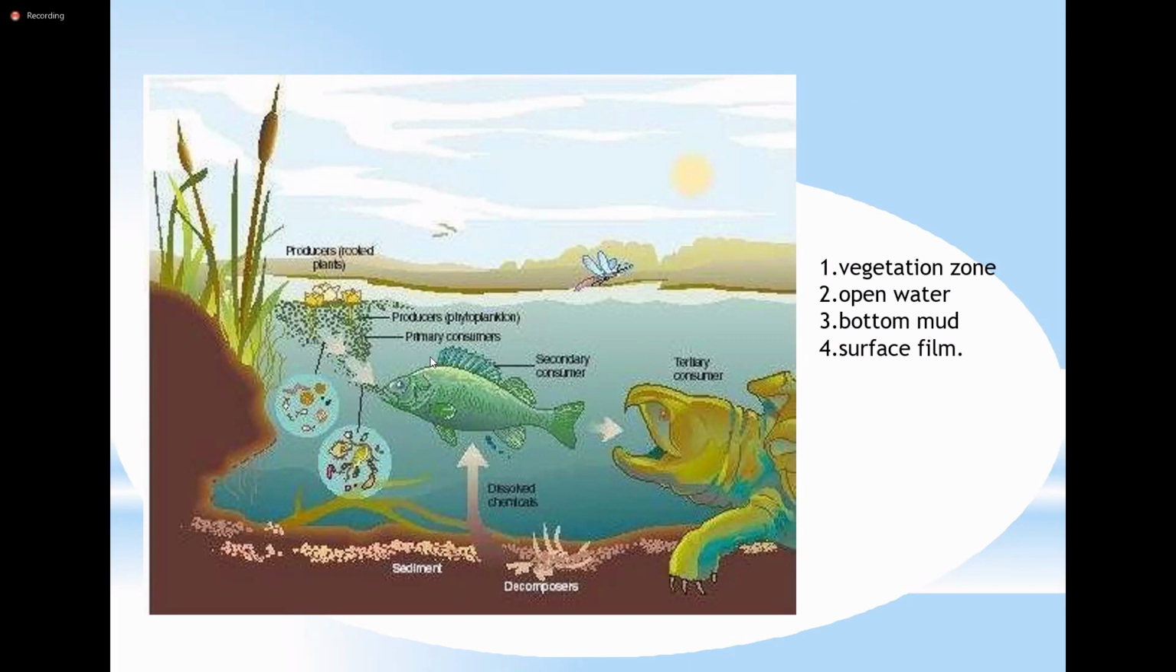description, you will see how the algae, the producer phytoplankton, are being consumed by the primary consumers, and they become larvae. These larvae are food for the secondary consumers, that is the fish, and this fish can be food for the tertiary consumers, like what we call the amphibians, like turtles and tortoises. So again, these zones are repeated here: vegetation zone, open water, bottom mud, and surface zone.